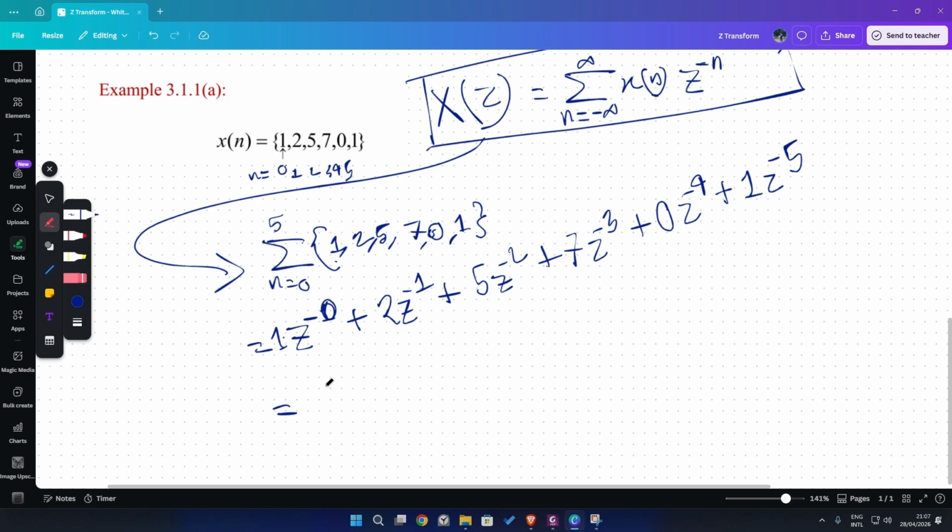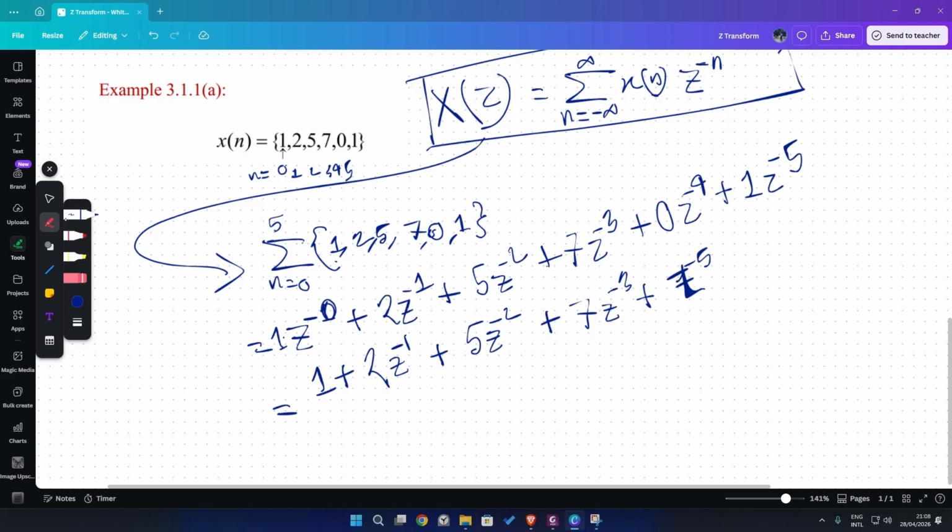Now z inverse 0 is simply 1. It will be 2 z inverse 1. It will be 5 z inverse 2. 7 z inverse 3, and this is simply 0, so we will not write it. And at last it will be z inverse 5. So this is the answer, but we have to find the ROC.